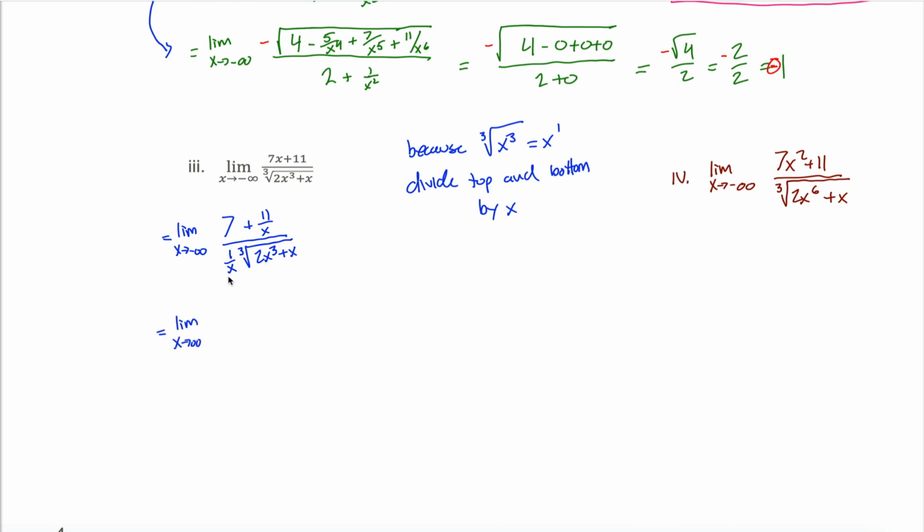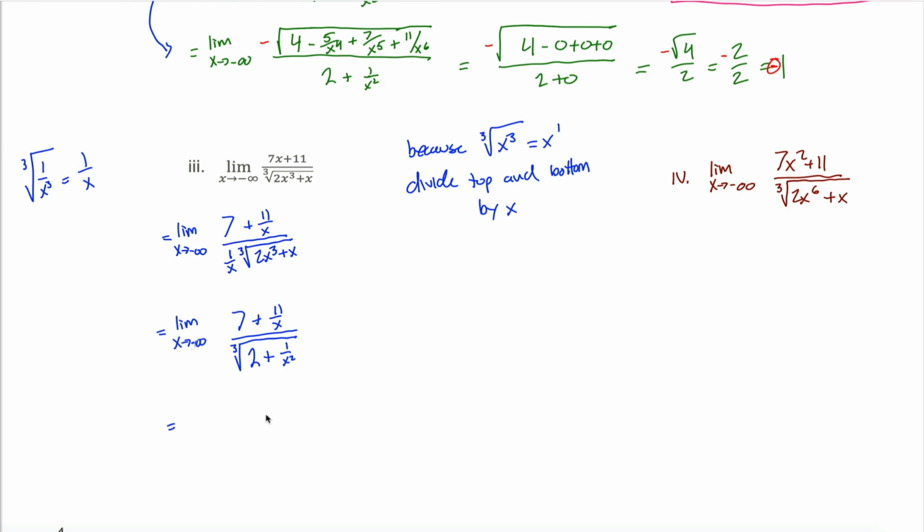What I instead have to do is take advantage of the fact that the cubed root of 1 over x cubed is the exact same as 1 over x. So instead of thinking about this as 1 over x, I can think about it as the cubed root of 1 over x cubed to get that this is the limit as x approaches negative infinity of 7 plus 11 over x divided by the cubed root of 2x cubed divided by x cubed, in other words 2, plus x divided by x cubed, in other words 1 over x squared.